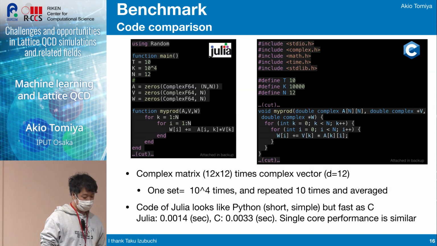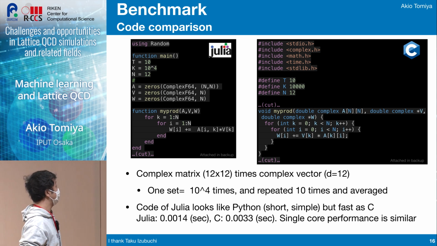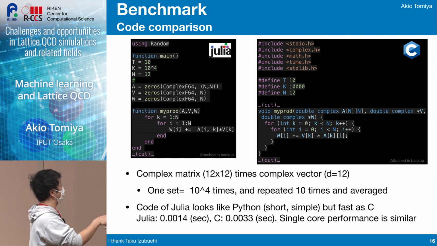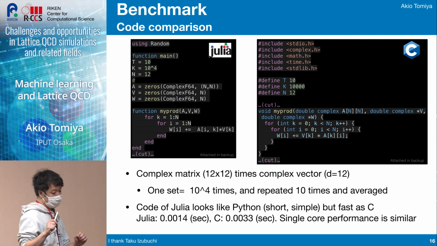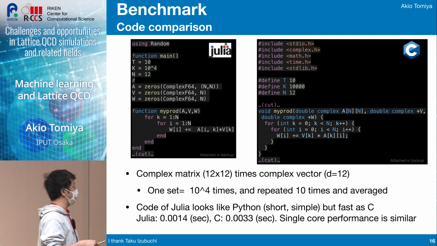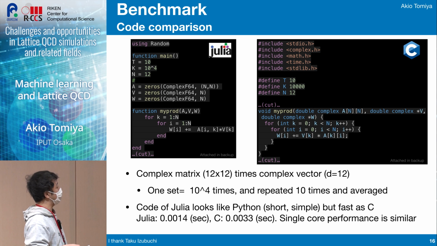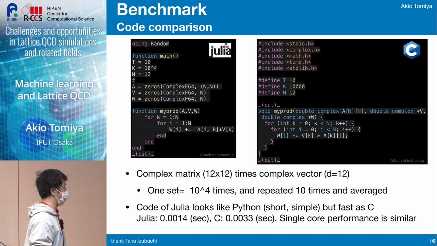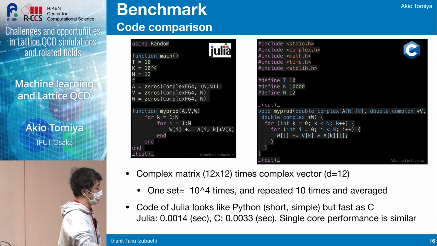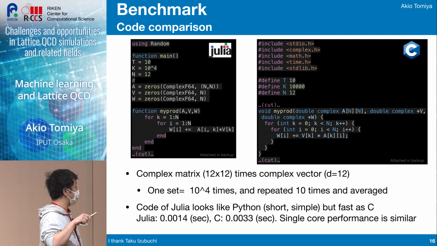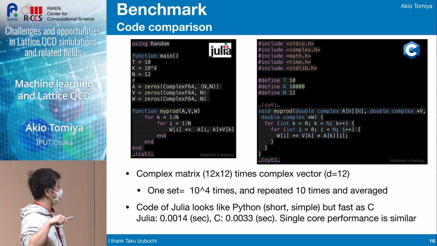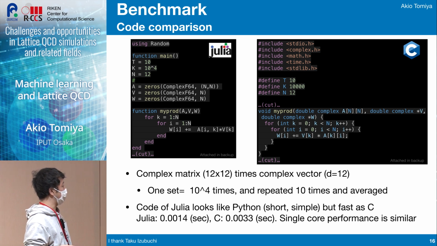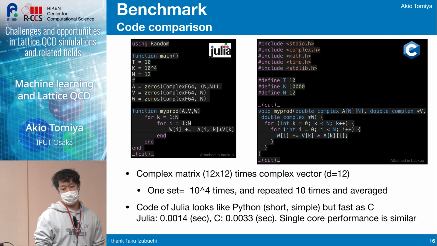And this is a code. This is a code of C and Julia, and I omit several unimportant parts. These are just a matrix vector multiplication. I implemented a complex 12 times 12 matrix times a 12-dimensional complex vector, and I repeat it many times and take the average. As you can see, the code of Julia looks like Python, short and simple, but fast as C. The time is 0.0014 for Julia, and in the case of C it is 0.033. So single core performance is similar.